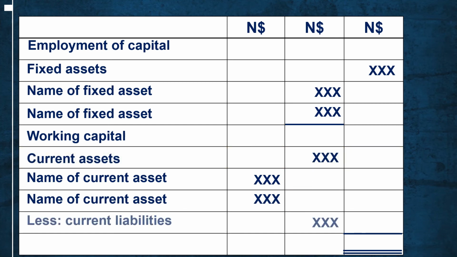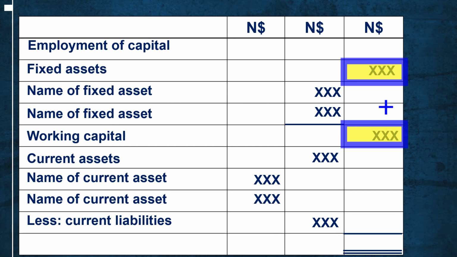And finally, we write less current liabilities. But since we do not deal with current liabilities in grade 8, we record a 0 for current liabilities. We then take the total amount of the current assets less current liabilities. The answer that we get is working capital. The working capital amount is recorded in the third column in line of working capital. The total amount of fixed assets is added together with the working capital amount, and that becomes the employment of capital amount.